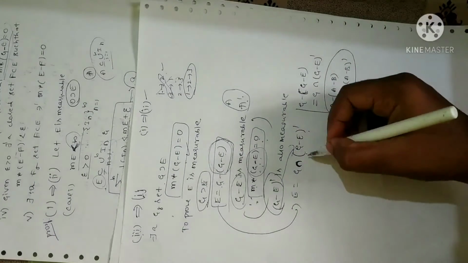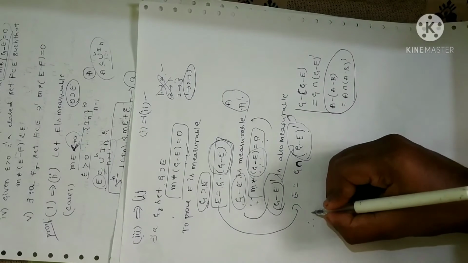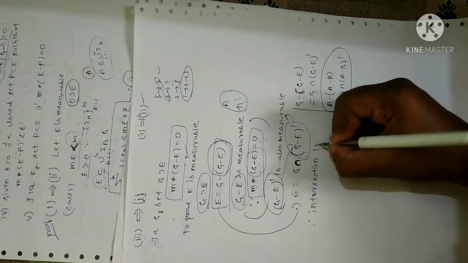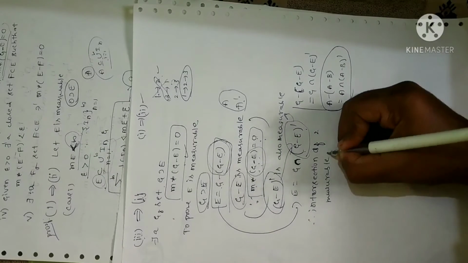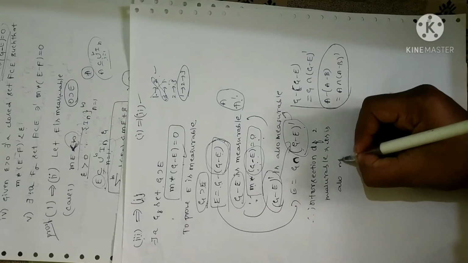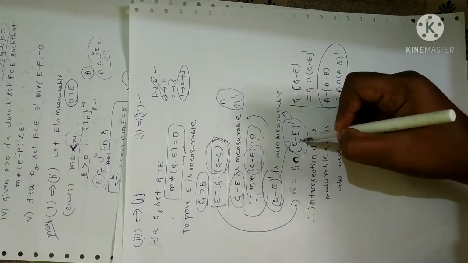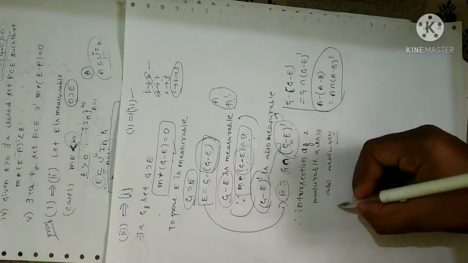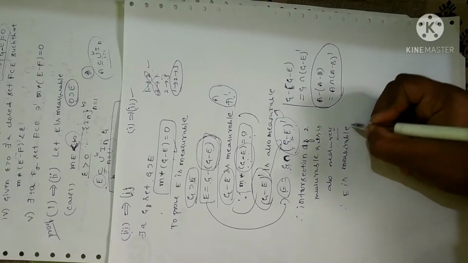Since the complement of G minus E is measurable, as I already told you, and one more theorem we have already proved, the intersection of two measurable sets is also measurable. Intersection of two measurable sets is also measurable, right? So by that property, since I have the intersection of two measurable sets, I can say E is also measurable. Since E is expressed as the intersection of two measurable sets, therefore E is measurable. Hope it is clear.